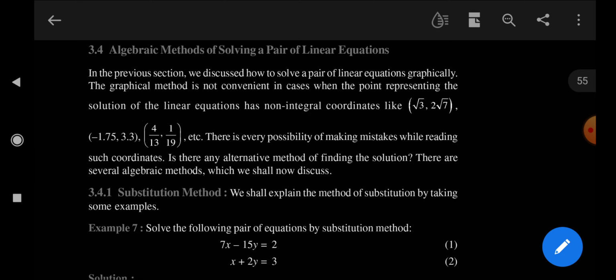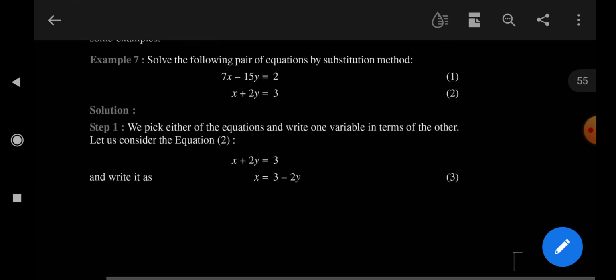3.4.1 Substitution method. We shall explain the method of substitution by taking some examples. Example number 7. Solve the following pair of equations by substitution method. 7x minus 15y is equal to 2, first, and x plus 2y is equal to 3, second equation. Solution. We pick either one of the equations and write down one variable in terms of the other. Let us consider the equation x plus 2y is equal to 3 and we write it as x is equal to 3 minus 2y.